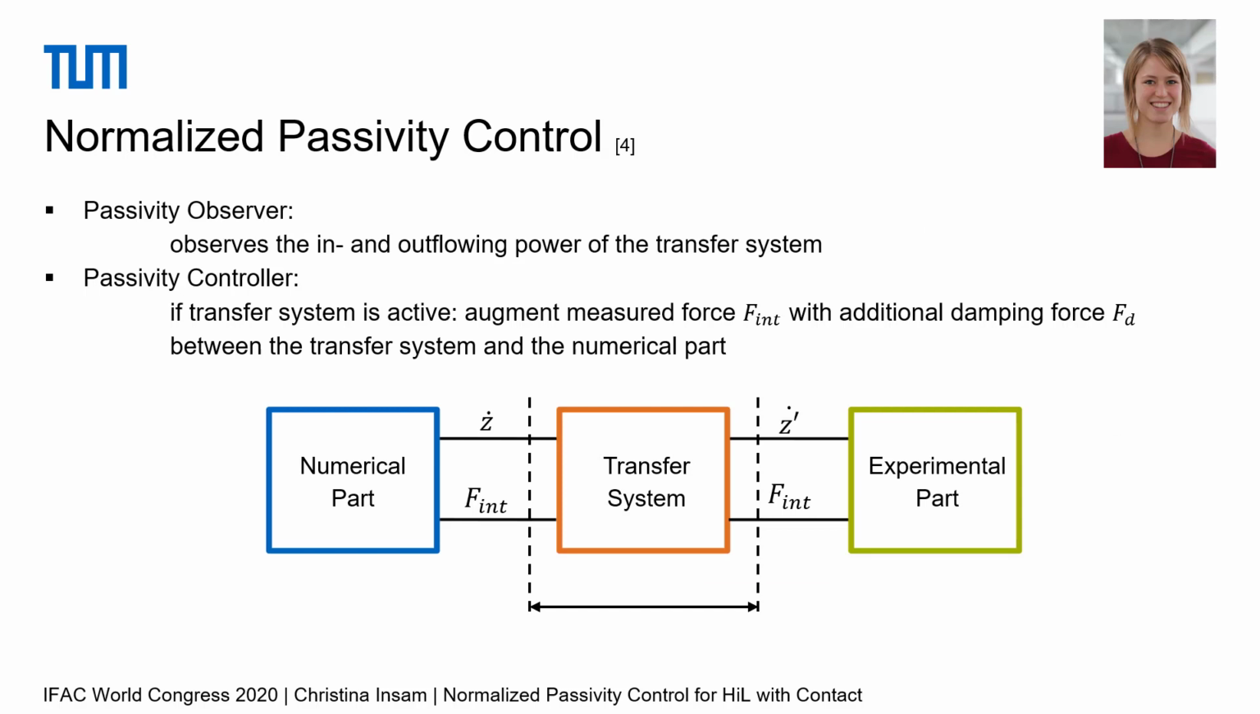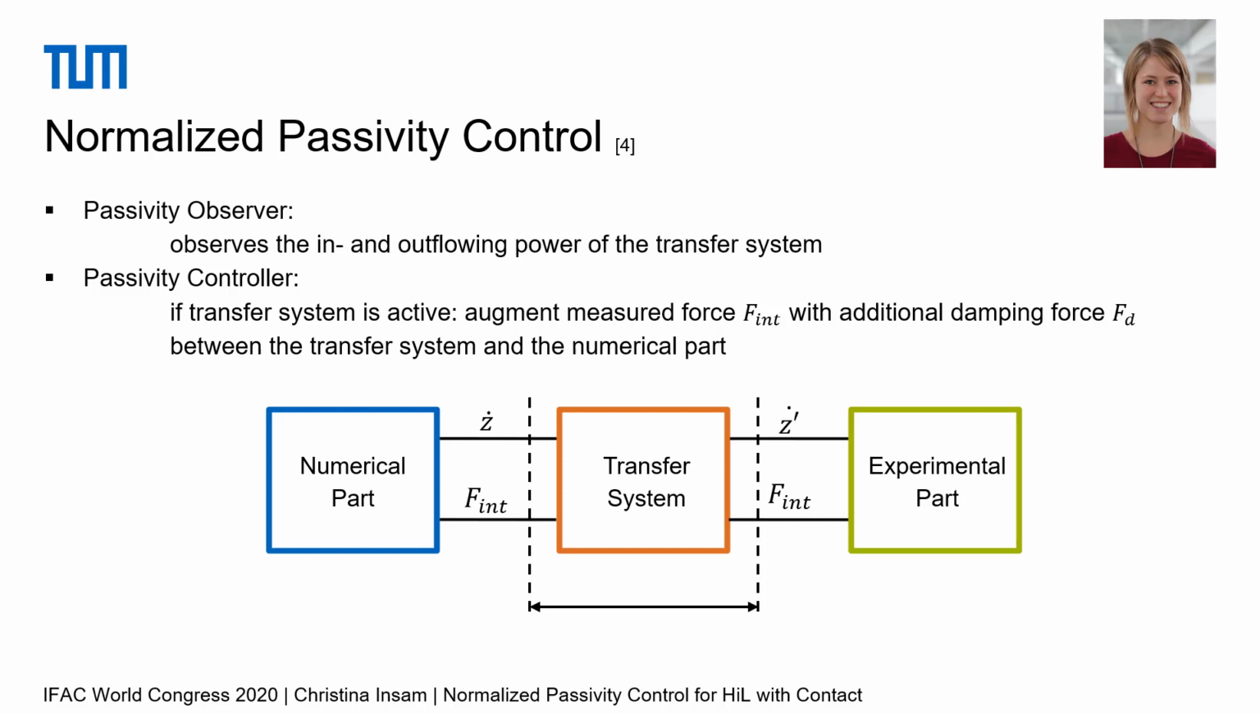Normalized passivity control is one of the applied passivity controllers in hardware-in-the-loop. Until now, it proved to be helpful for hardware-in-the-loop tests where systems with continuous dynamics are investigated. In this work, we investigated whether this kind of passivity controller also proves successful for applications with contact.